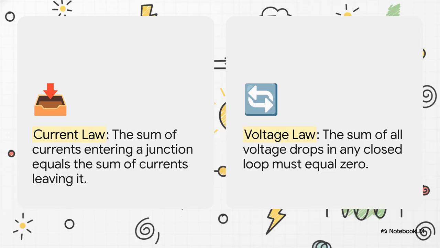So Kirchhoff gave us these two brilliant laws that, together, let us analyze pretty much any circuit, no matter how complex it looks. The first one, it's all about current at a junction. The second is all about voltage in a loop. You can really think of them as the conservation laws for electricity.